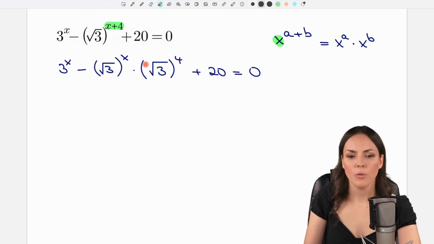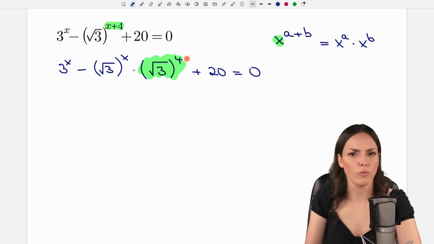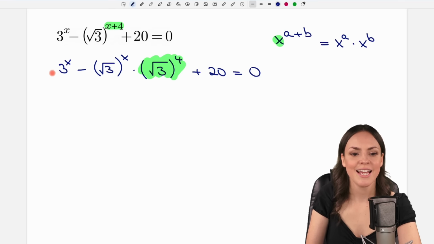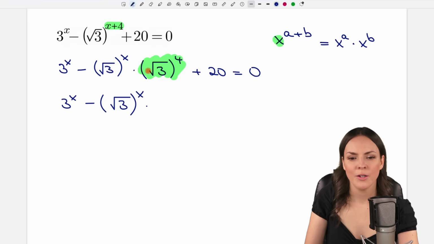Maybe now we can calculate this expression here. Because we just have the square root of 3 to the power of 4, we can calculate this and write it in a nicer way than this. So we have all the things here. We have the square root of 3 and to the power of x. We can leave it like this. But now, what is this expression? We have the square root of 3 raised to the power of 4.